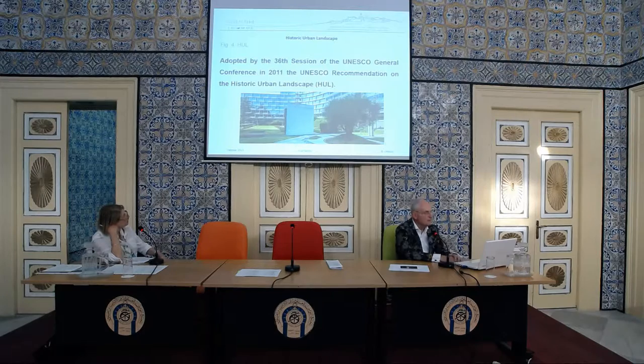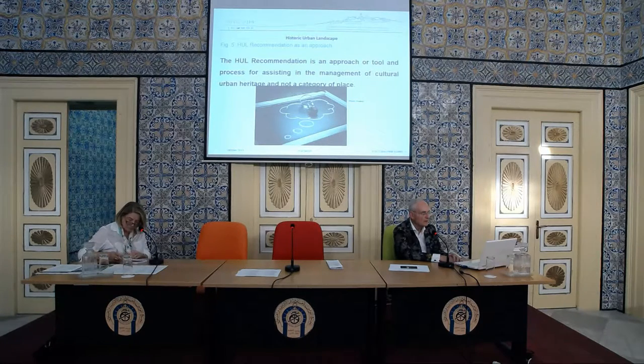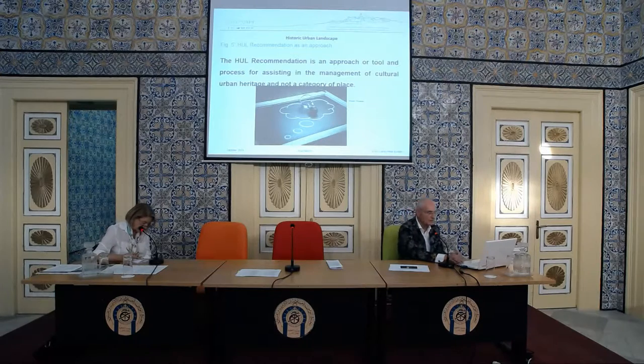The Historic Urban Landscape was adopted by the 36th session of the UNESCO General Conference in 2011. It's called the UNESCO Recommendation on the Historic Urban Landscape. I'm showing you in the slide here. The HUL Recommendation is an approach, or tool and process, for assisting in the management of cultural urban heritage, and it's not a category of place. That's very important.